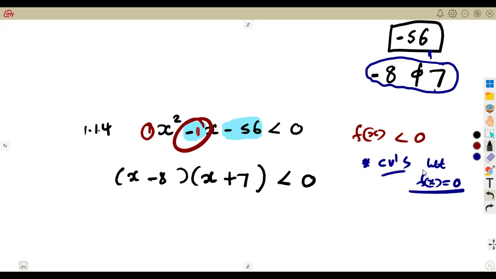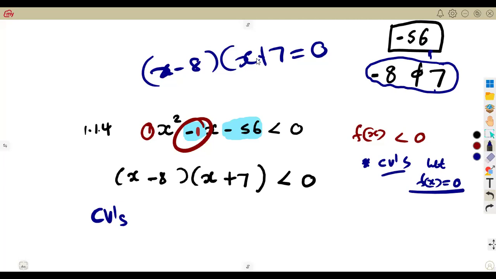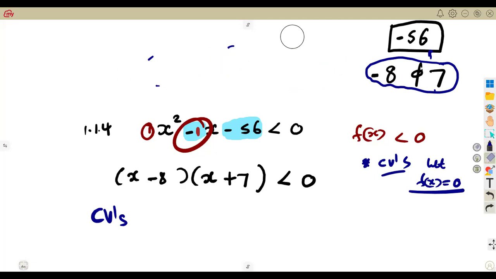So like I said, for the critical values, which is finding the values of x, this is where you let your f of x be equal to 0, as if you are solving an equation, as if you're given two brackets, x minus 8 into x plus 7 is equal to 0. How are you going to solve? You're going to take this to the other side, this one to the other side. That is how you treat it. But don't write this as an equation. This is an inequality. But as you find the critical values, that's how you treat this.